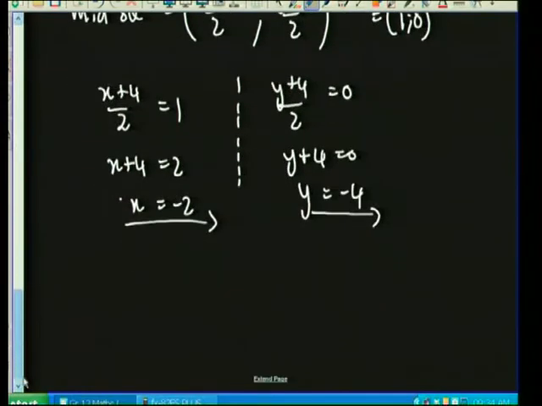Please remember to answer the question. The examiner said to me, find the coordinates of S. So I must give the full coordinate, which will then be negative 2, negative 4.